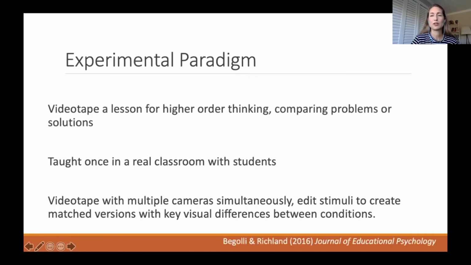So I'll just tell you about the paradigm that I use for doing my classroom level studies. So now I'm shifting into the educational side of things.